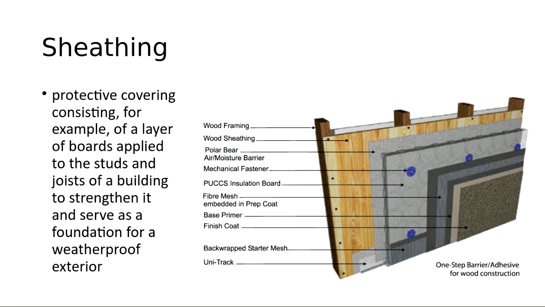Sheathing is the protective layer that goes onto the studs and joists to protect a building. So sheathing is, here's wood sheathing, and we've got different insulation. We've got a mesh board, and this looks like some kind of stucco barrier on it. But sheathing is the layer of boards or materials applied to the studs. It both strengthens it and serves as weatherproofing for the exterior. And then the last layer is usually decorative because you want your building to look nice.